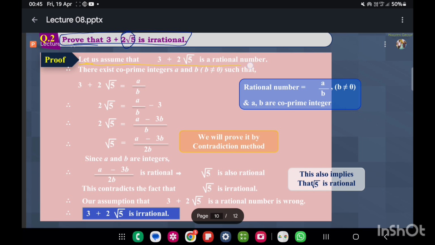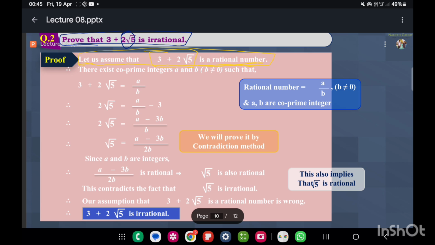It is not possible to prove directly that it is irrational this way, so we take it to be rational. Let us assume that 3 plus 2 root 5 is rational. I am using this PPT because it is very easy to write down for your notes. I am telling you again and again, take easy steps that you are comfortable with, that you can memorize and keep in your mind, such points.